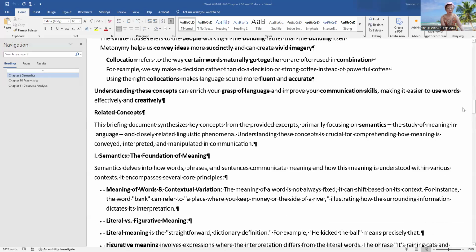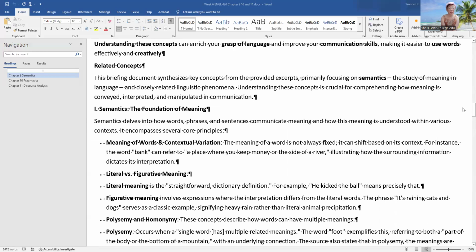And so this chapter, okay, chapter 9, Semantics, synthesizes key concepts, primarily focusing on the study of meaning in language and closely related linguistic phenomena. Understanding semantics is crucial for comprehending how meaning is conveyed, interpreted, and manipulated in communication. And so semantics talks about how words, phrases, and sentences communicate meaning and how this meaning is understood within various contexts. It encompasses several core principles: meaning of words and contextual variation. The meaning of a word is not always fixed. It can shift based on its context.